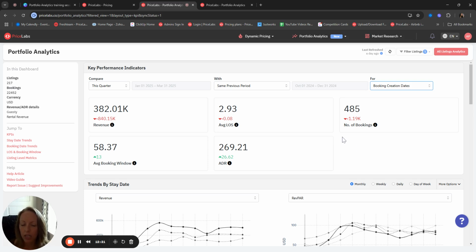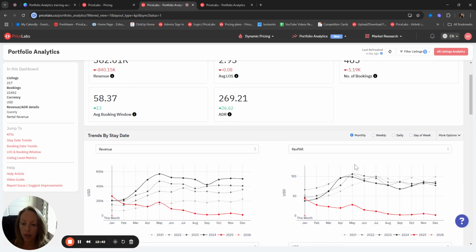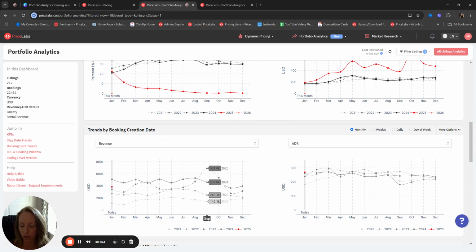So for booking creation dates, the KPIs that we look at are revenue, average booking window, ADR, average length of stay, and number of bookings, right? So just some important things to keep in mind there. Now, this is, again, just this top section, and it's just numbers. The next sections we're going to go through are visual illustrations, visual graphs of these KPIs over time. And again, they are broken down into trends by stay date and trends by booking creation date.